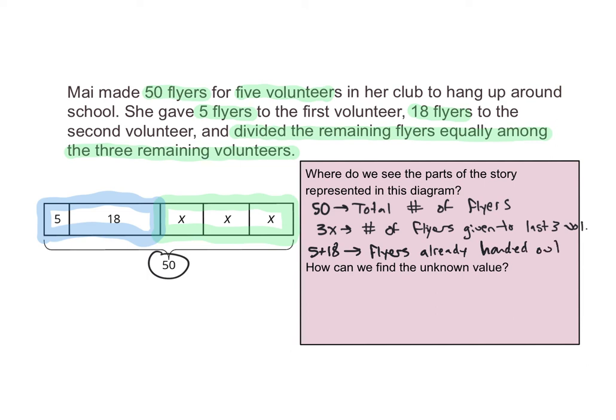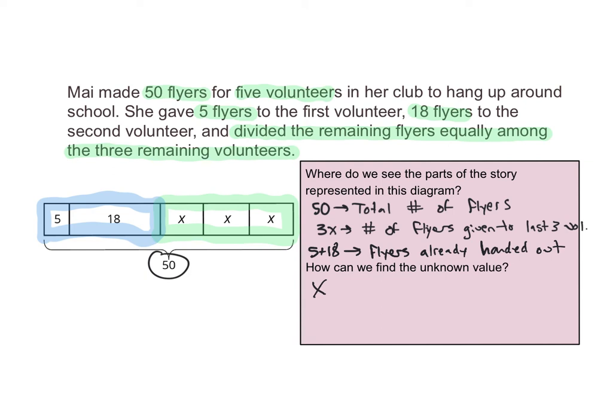Okay. And so then we were asking, well, how can we then find our unknown value? And that unknown value is x. How can we find that? And we saw multiple methods coming out.